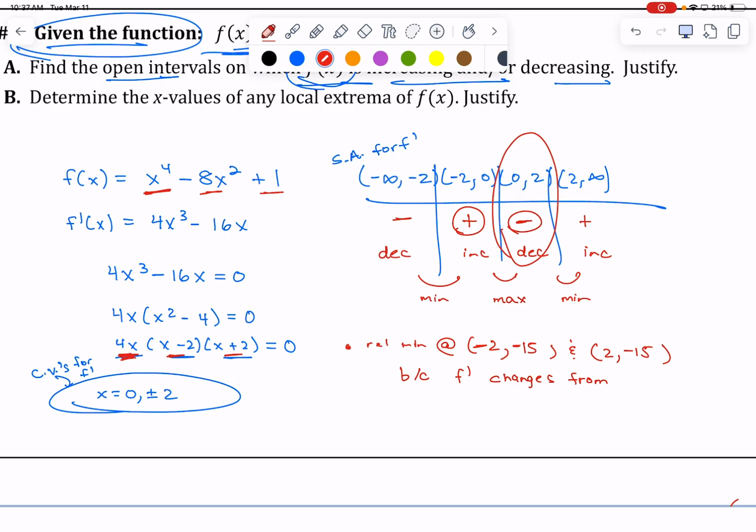What is it when it's a relative min? Negative to what? To positive. Now, Cole might ask me this, and some people do this. I don't teach it this way. But every now and then I'll get a kid that says, can I just say because it changes from decrease to increase? You can if you use the right function. What's changing from decrease to increase? F. So if you do that, you've got to say F. I don't ever do it that way because I always forget to say F.